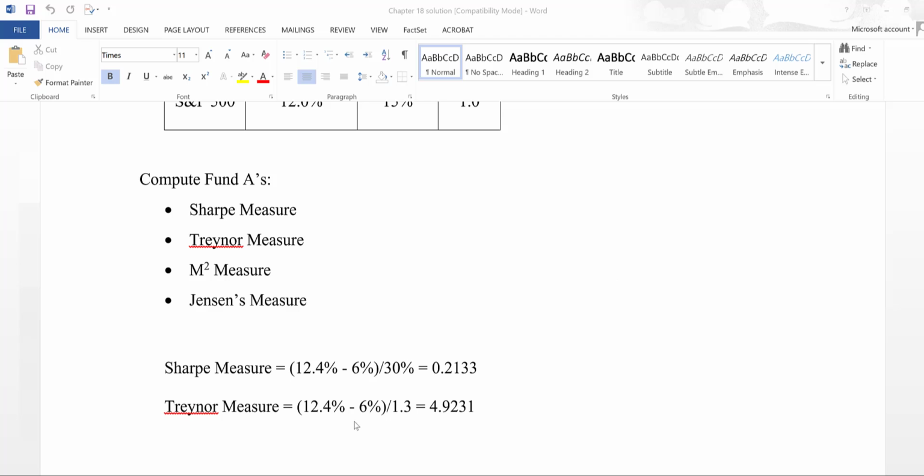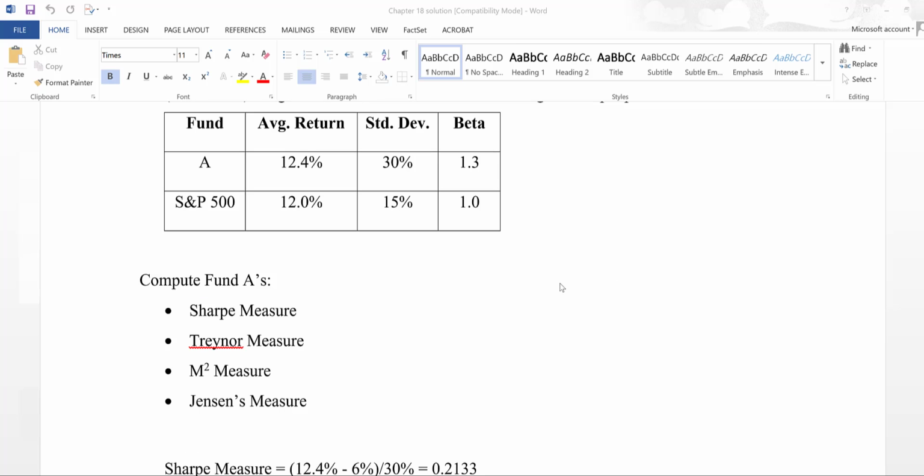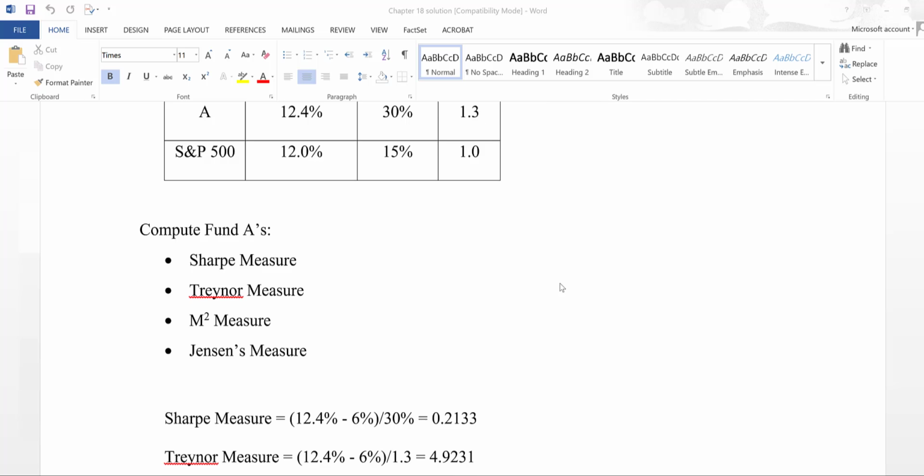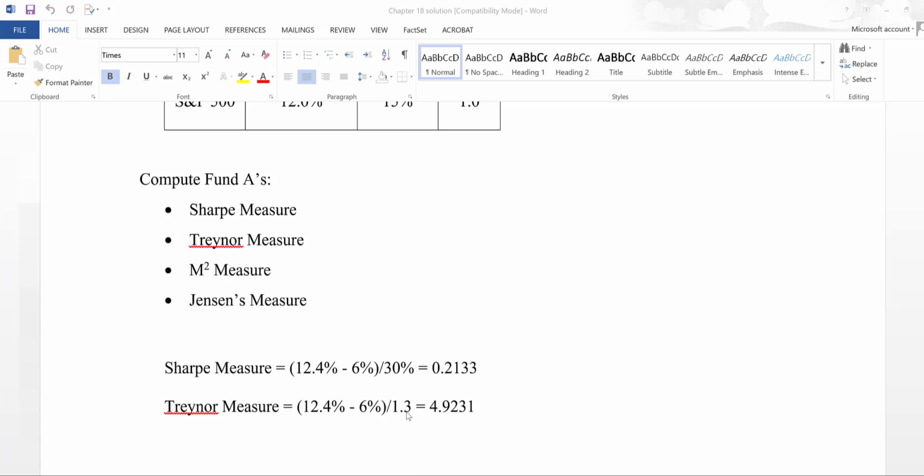The Treynor measure is similar. You have the same numerator, average return minus the risk-free rate, and in the denominator, instead of sigma, you have beta. So 12.4 minus 6 over 1.3, so that is 4.9231. So that's Sharpe and Treynor.